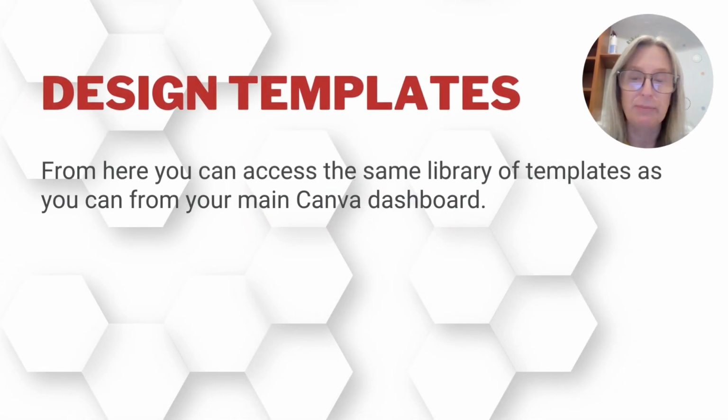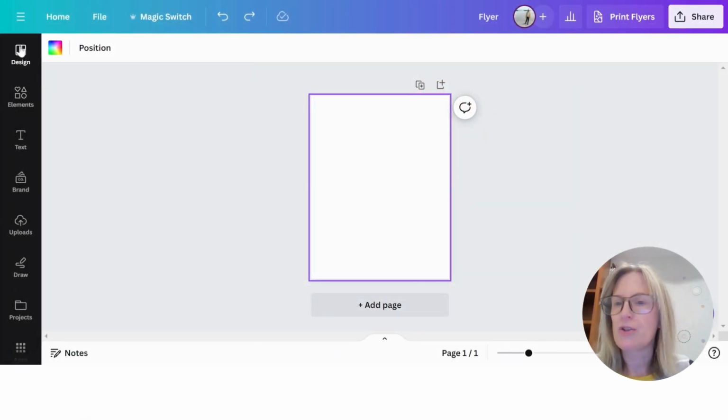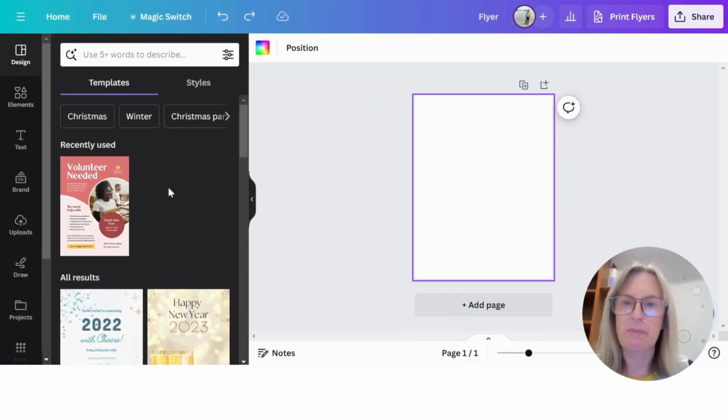Let's start with design. From here, you can access the same library of templates as you can from your main Canva dashboard. You can search by theme, topic, or keywords. So we'll take a look at that first. So we're going to select design from our sidebar menu.